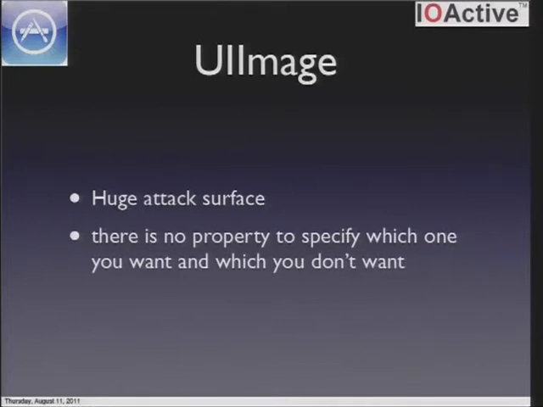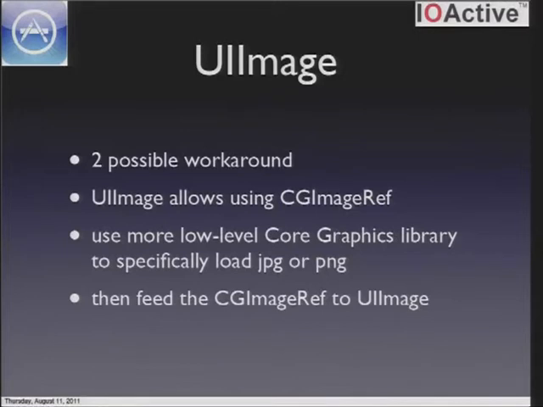And it's the same thing as before. There's no way to turn it off. There's no way to say, I'm going to use a UI image, but I only want to render a bitmap file. If you hand me a JPEG file, I'm going to reject it. There's no way to do it. There are, however, two possible workarounds.